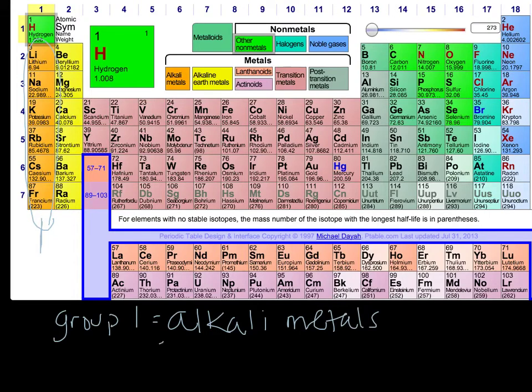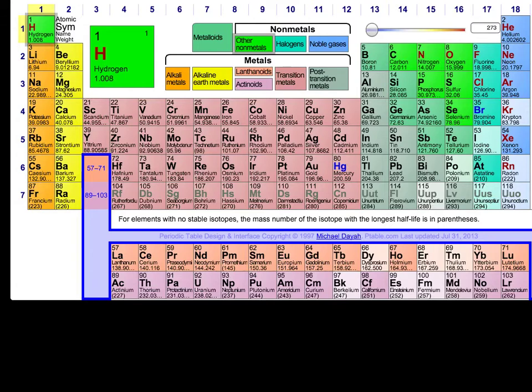And what's important about those is that they have one valence electron, or those outer electrons that we draw when we draw a Lewis dot structure. And then the next column over, this guy, that's group 2, and those are the alkaline earth metals.